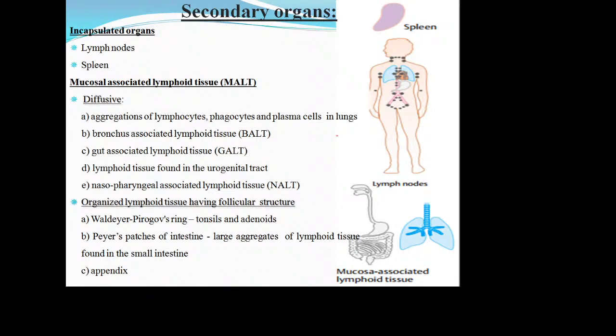But also we can see that some lymphoid tissues are organized in follicles. These are Waldeyer-Pirogov's ring that includes adenoids and tonsils in throat, Peyer's patches in small intestine, which are large aggregates of lymphoid tissue found in the small intestine, and appendix.